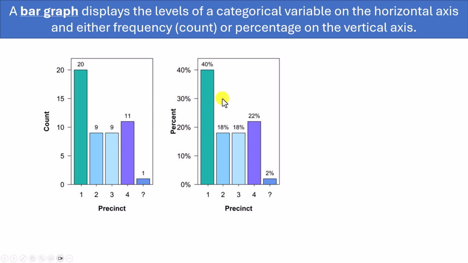Both graphs look exactly the same. The picture is no different. The only difference is the labels. So no matter if you use count or percentage, the bars are really going to look the same, but they are just displaying slightly different information.